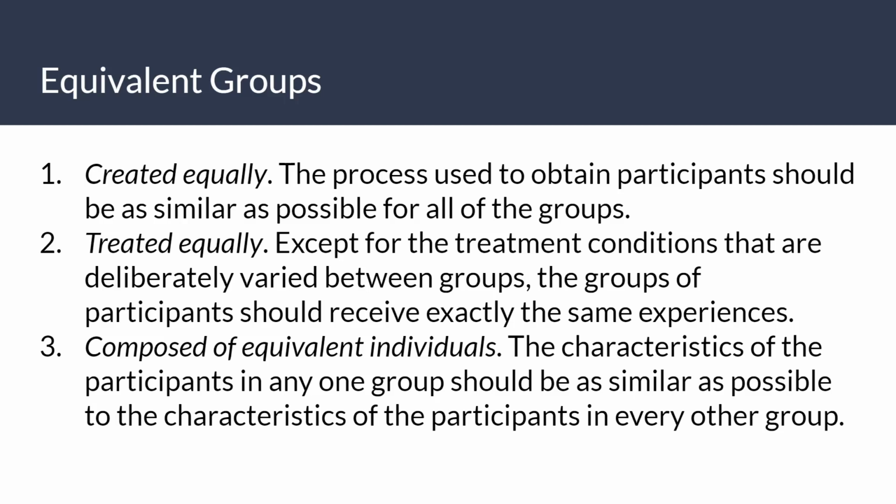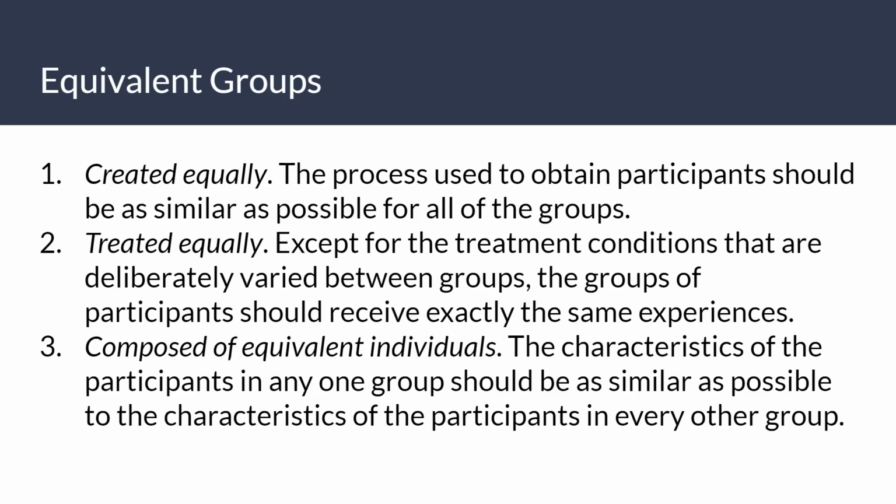So number 1, make sure that your groups are created equally. The process used to obtain participants should be as similar as possible for all the groups. So if you recruit your participants by calling them through phone or emailing them, then try to use the same method in recruiting other participants, because the difference in the way that you recruit them may also influence. What if in group A you recruited strangers but in group B you recruited some friends? Then that may cause some bias.